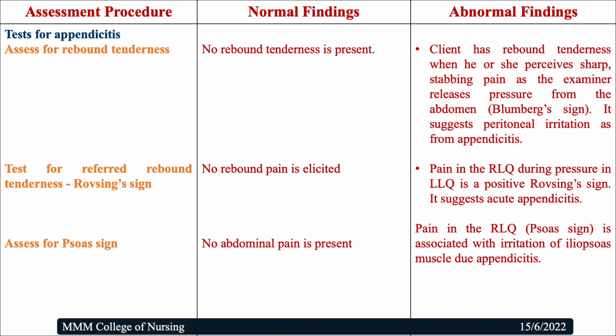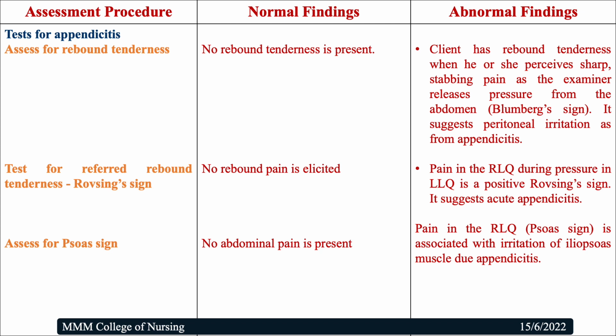The next is we are going to be looking at the tests for appendicitis. The first is assessing for rebound tenderness. Abdominal pain and tenderness may indicate peritoneal irritation. To assess this possibility, test for rebound tenderness. Palpate deeply in the abdomen where the client has pain, then suddenly release pressure. Listen and watch for the client's expression of pain.